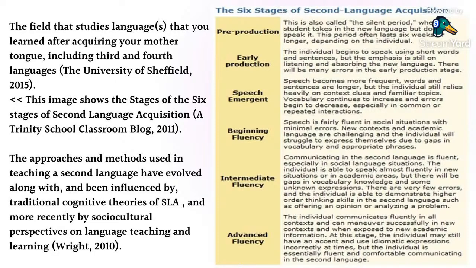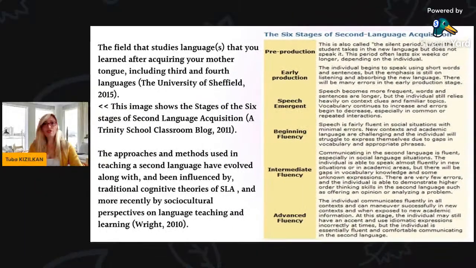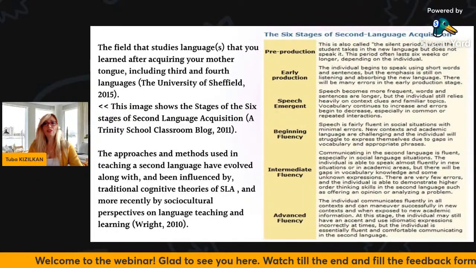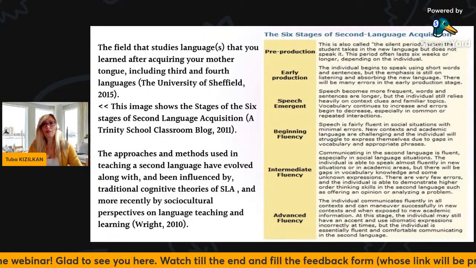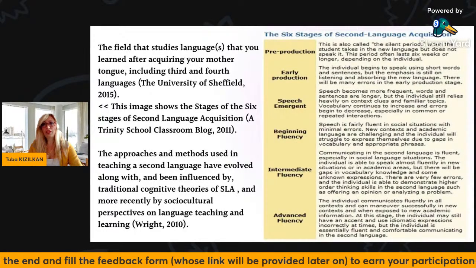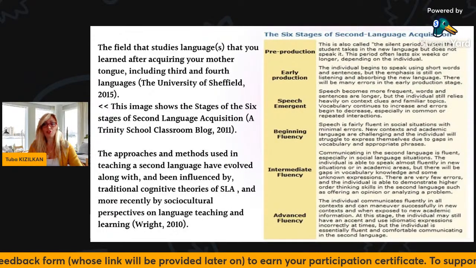So this period often lasts like 6 weeks or longer, depending on the learner. And the student takes in the new language, but does not speak that new language. This is the silent period. So a teacher candidate, or a linguist, should be familiar with these stages. This is very important, so that he or she can understand why the learner keeps silent, because this is the very first stage of learning a new language, not the mother language, but a second or third or fourth language.